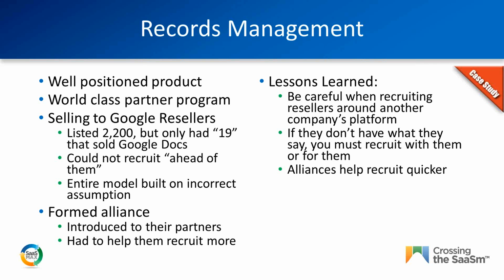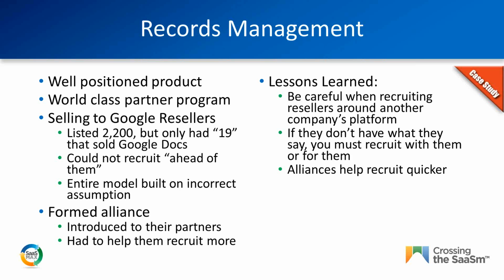Okay, this is one where we didn't form an alliance, but it was interesting. The first thing we had to do is we had to get their product positioned. We had to set up a good partner program. Again, those are common elements. And then this was a product that would actually add records management to Google Docs, which was a big, massive hole. Now, he built his entire model around the assumption that Google had 2,200 resellers. When we got into it, we found they only had 19 that actually sold Google Docs. That was a problem. Also, we couldn't recruit ahead of them.